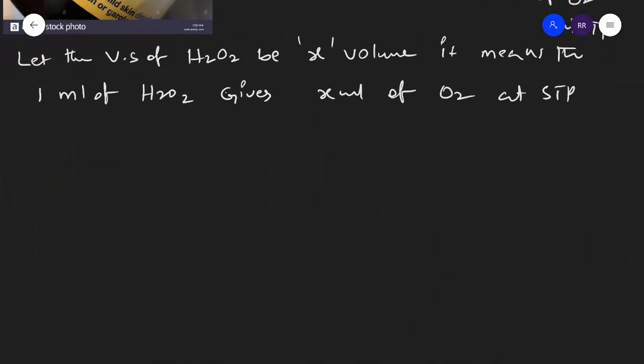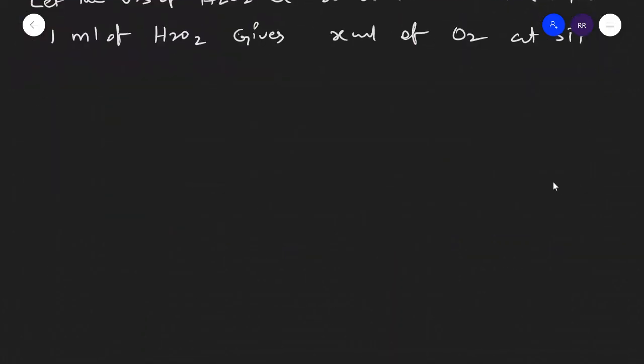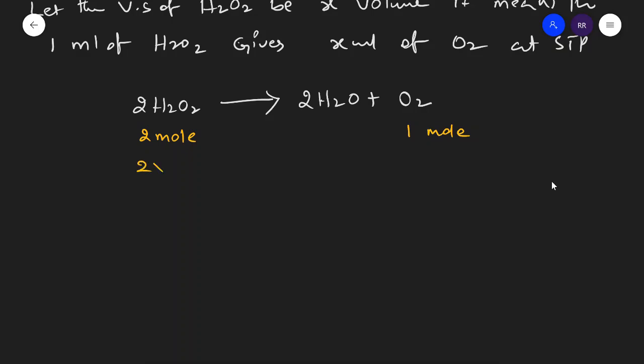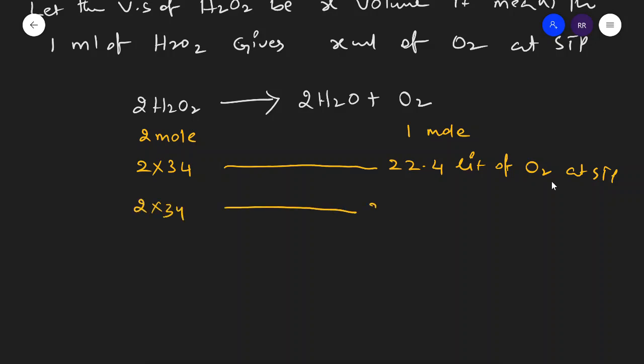Now let us take the decomposition of H2O2 to give water and oxygen. Let me take 2 moles of H2O2, which dissociates to give 2 moles of water and 1 mole of oxygen. According to this balanced equation, if it is 2 moles of H2O2, how many moles of oxygen are we getting? 1 mole. The weight of H2O2 we have taken is 2 into 34 grams, since the molecular weight of H2O2 is 34. It gives 22.4 liters of O2 at STP, or 2 into 34 grams can give 22,400 ml of O2 at STP.